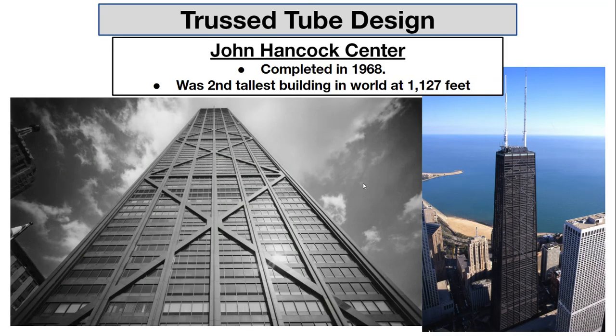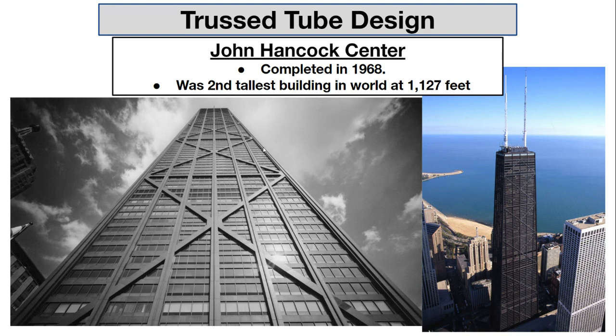The next one is my favorite building of all time, the John Hancock Center. Okay, at the time it was the second tallest building in the world at 1,127 feet. This is before he built his famous Sears Tower. He had trusses all the way along the outside on every side. So there's trusses on this side, trusses on this side. You kind of view it as like a rope tying this thing together.